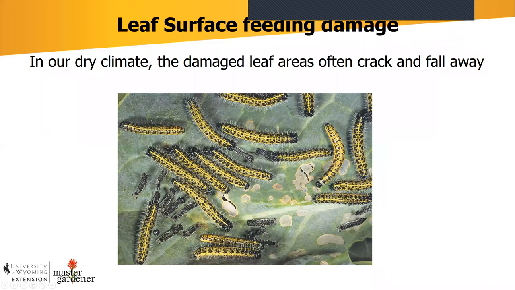Sometimes the insects will feed on just a leaf surface. And in our dry climate, a lot of times that will flake out and it might look more like shot holing or regular damage. Cabbage white butterflies do this. And again, you can see where the damage is flaking and falling off. Now, these black things are not the caterpillar's feces. This caterpillar does not turn around and eat the larval exoskeleton that it's molted. So as they grew, they molted and they left those behind.